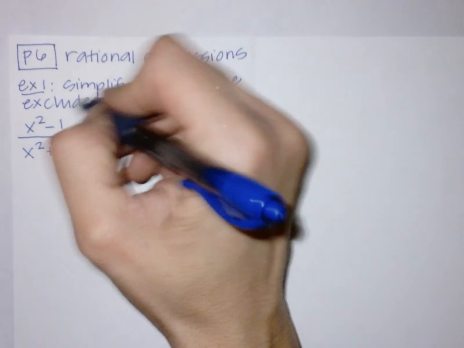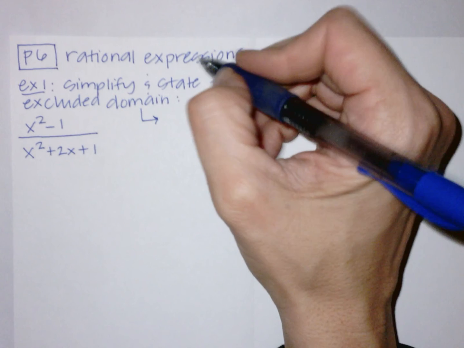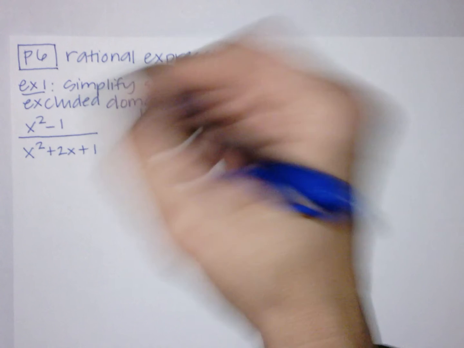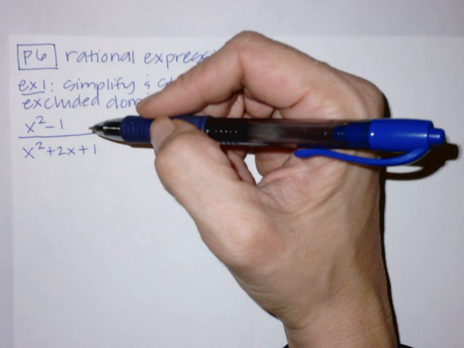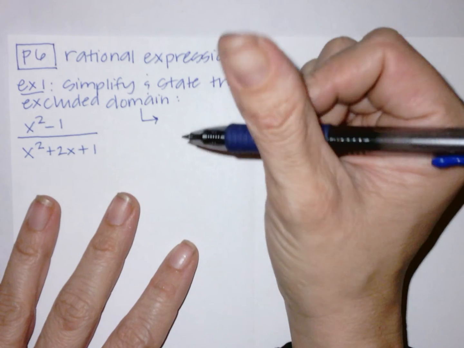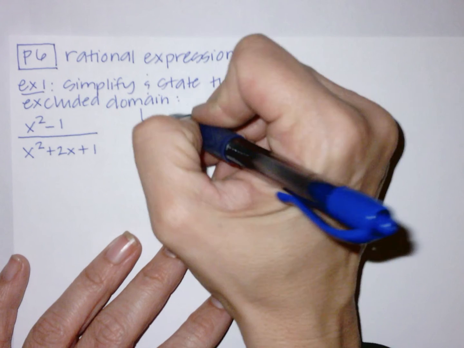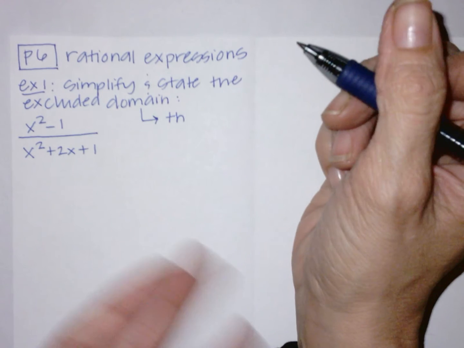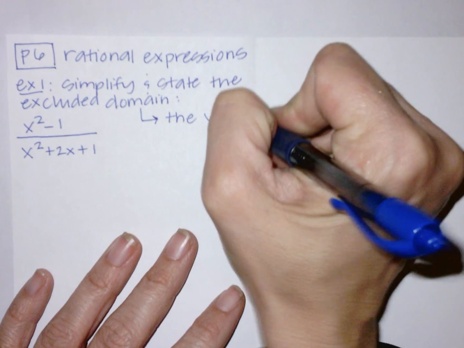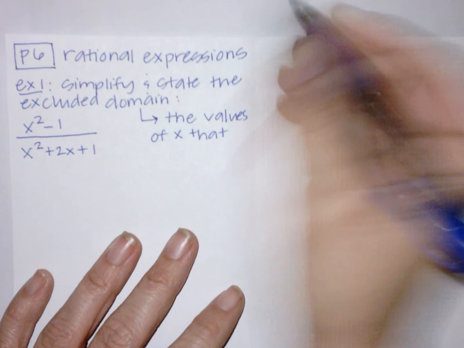This part right here that says state the excluded domain, what that means is the values of x that make the denominator 0. So we cannot divide by 0 in math. It's like the number one rule. You can't put something into 0 groups or in groups of 0 people. So that's the excluded values or the excluded domain. So this is the values of x that make the denominator 0.